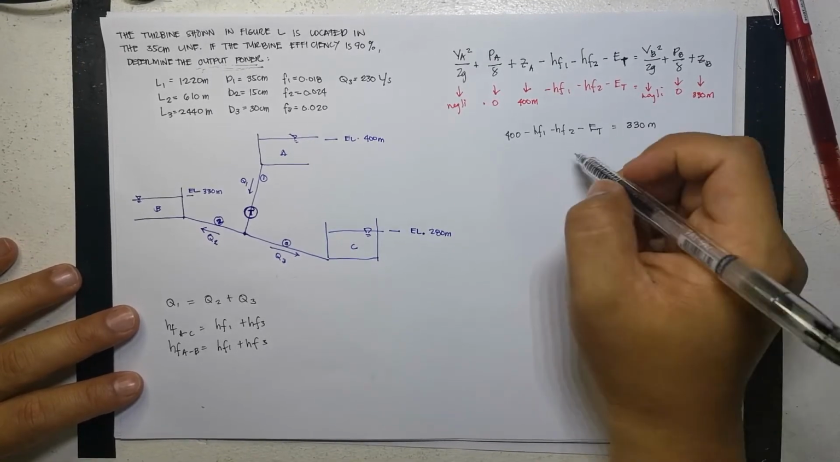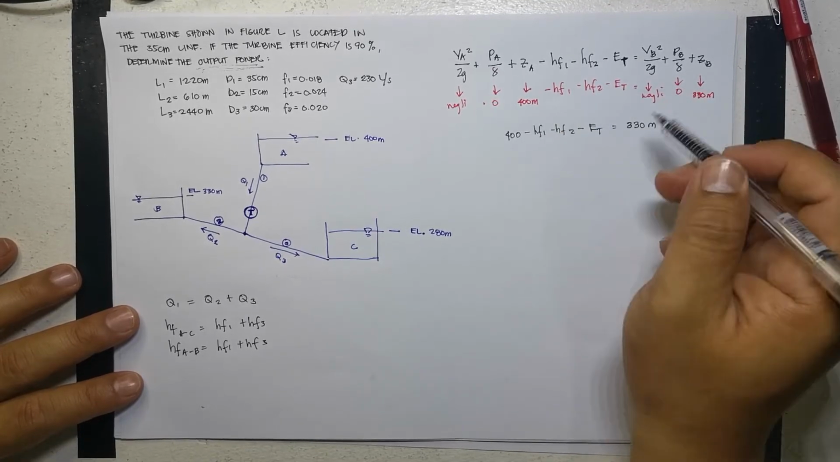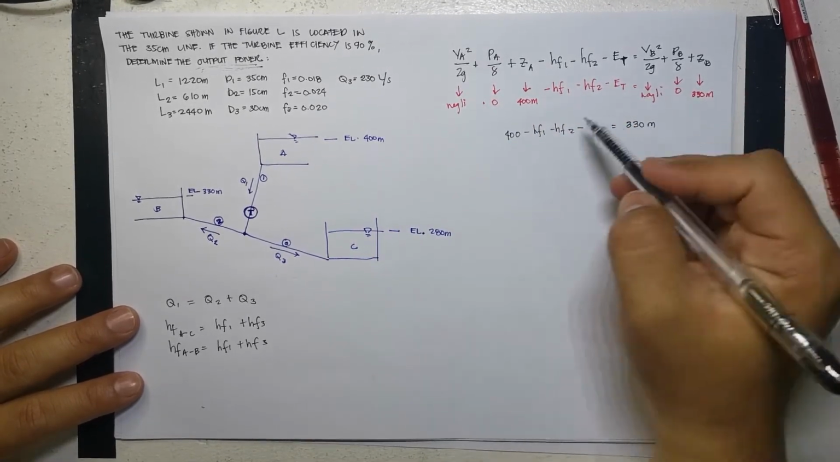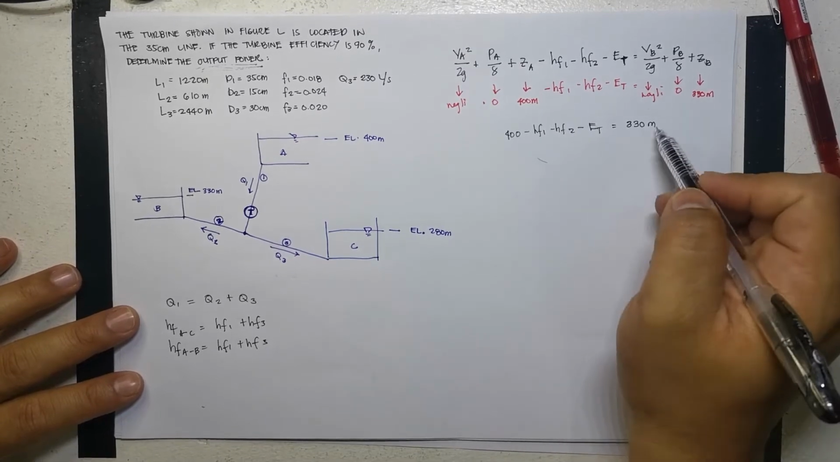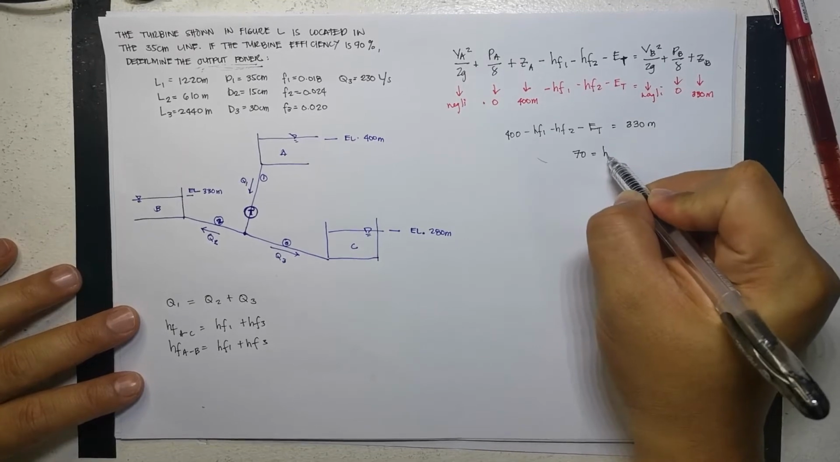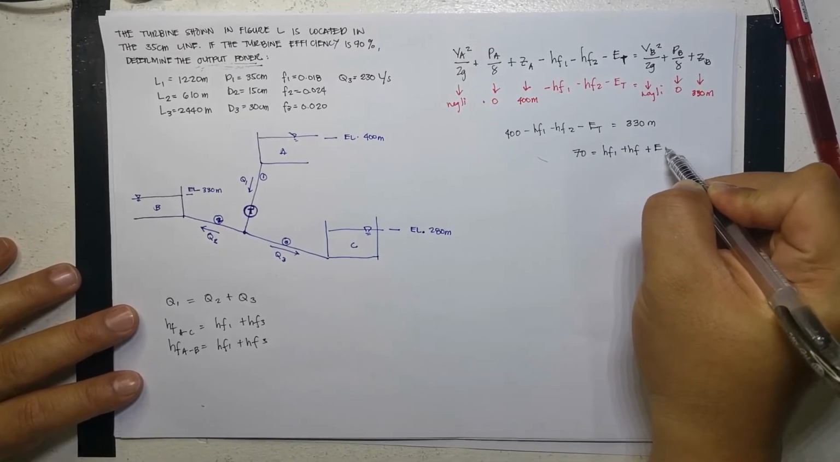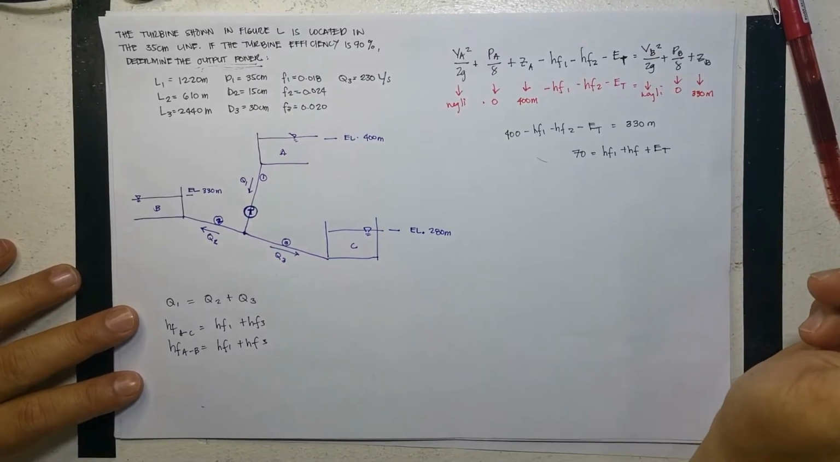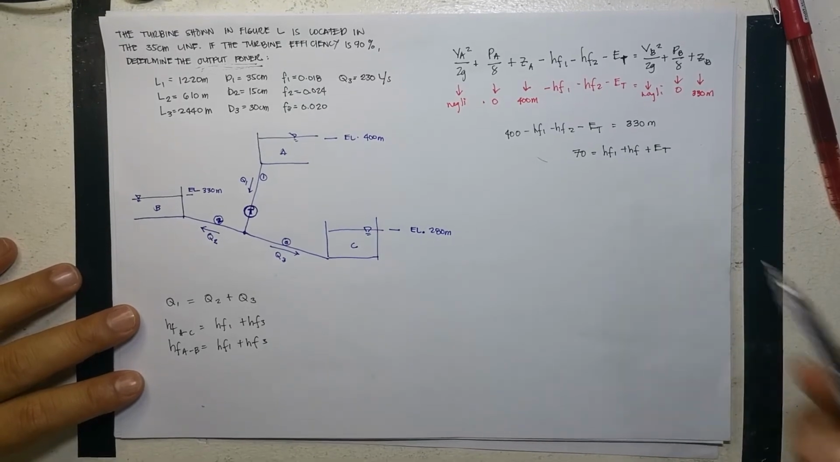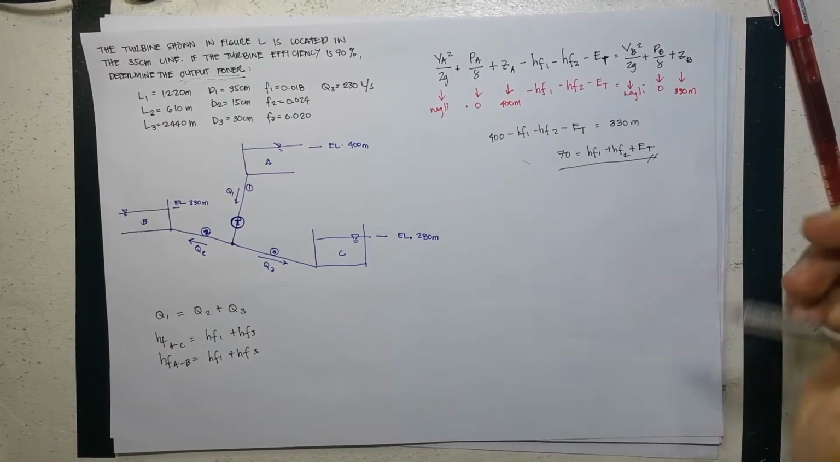So, simplify pa natin, lagay natin lahat ng known sa kabila. Lahat ng negative, lagyan sa kabila. That will give us 70 is equal to HF1 plus HF2 plus ET. Okay? So, isa na itong working equation. Ito pala ay HF2.